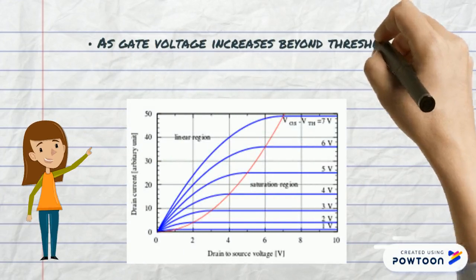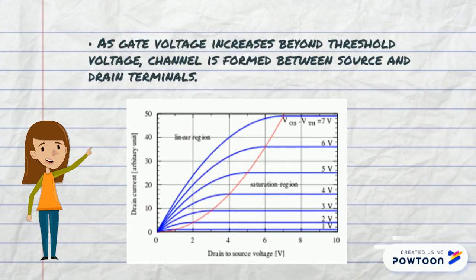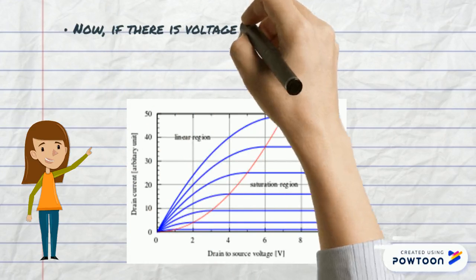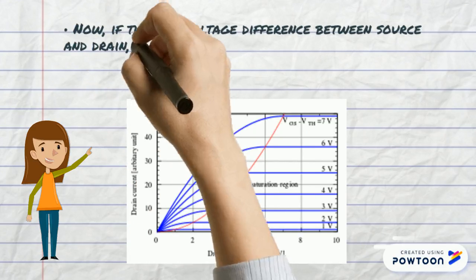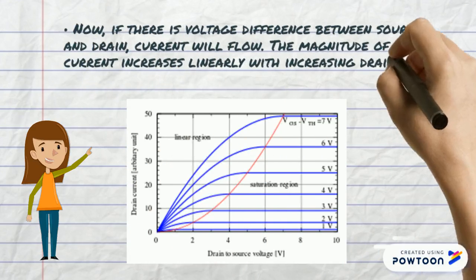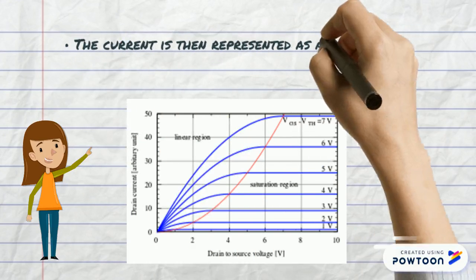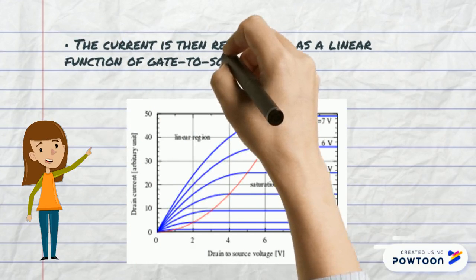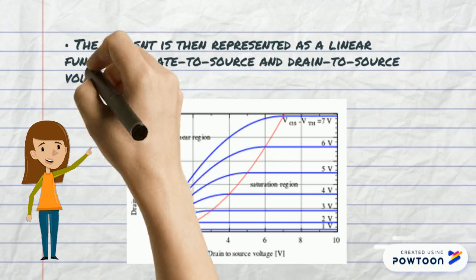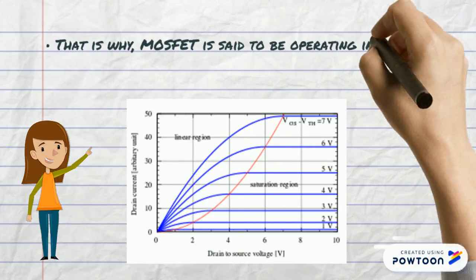As the gate voltage increases beyond the threshold voltage, a channel is formed between source and drain terminal. Now, if there is a voltage difference between source and drain, current will flow. The magnitude of the current increases linearly with increasing drain voltage. The current is then represented as a linear function of gate to source and drain to source voltage. That is why MOSFET is said to be operating in linear region.